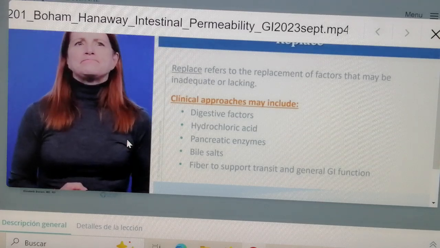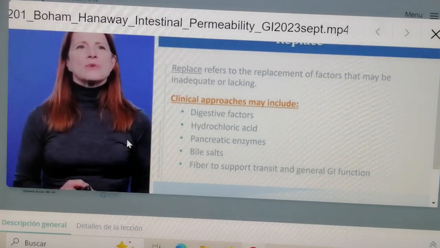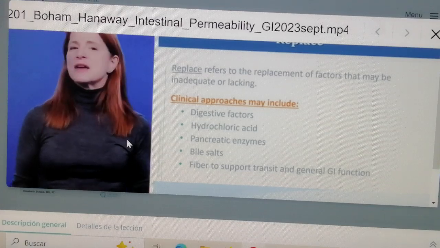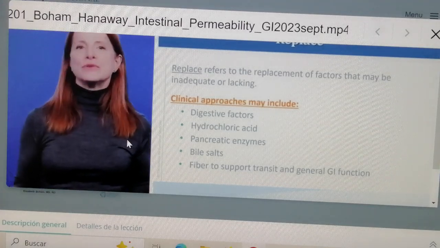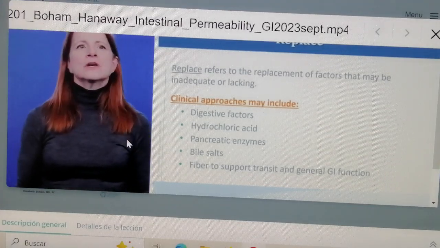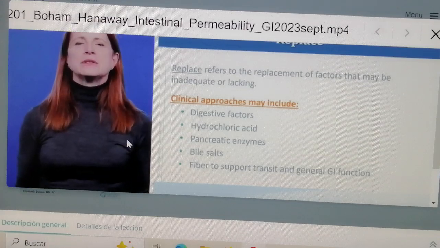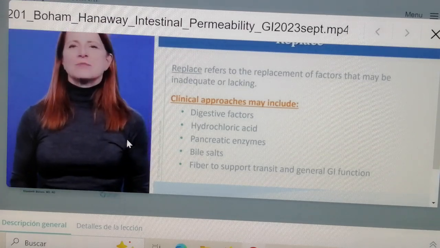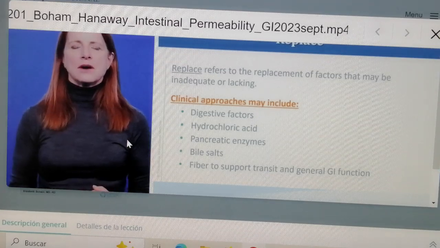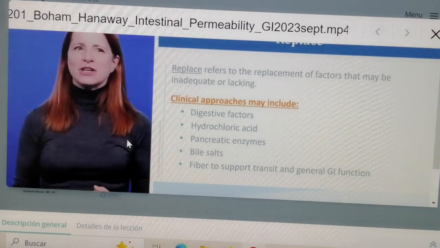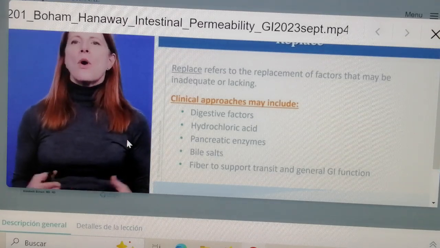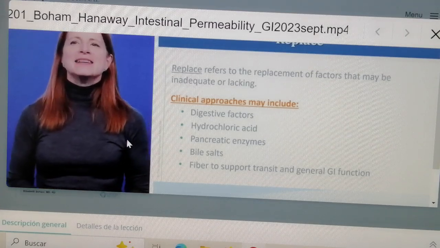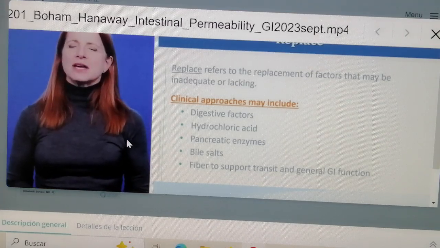So replace. Sometimes you're going to see that replace is a really critical area that you need to focus on, and other times maybe not. Maybe it's more just the remove and repair, for example, right? So replace, remember, includes the betaine HCl, bitters, digestive enzymes, the brush border enzymes for some patients, the bile salts. All of these things can be included in replace. And sometimes I'm using some digestive support.